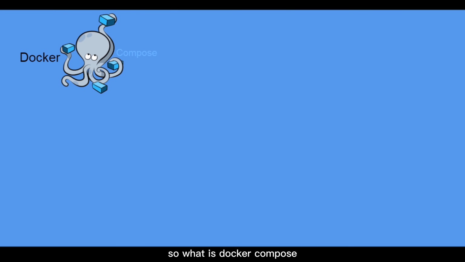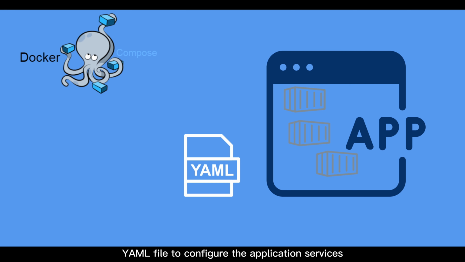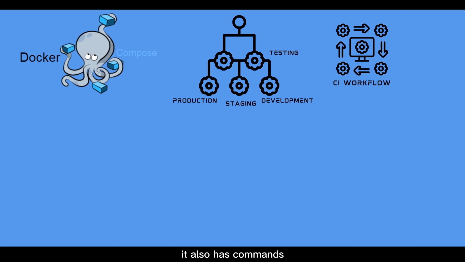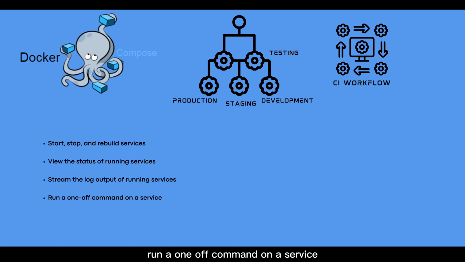So what is Docker Compose? Docker Compose is a tool for defining and running multi-container Docker applications. With Docker Compose, you use a YAML file to configure your application services. Then, with a single command, you create and start all the services from your configuration. Compose works in all environments: production, staging, development, testing, as well as CI workflows. It also has commands for managing the whole lifecycle of your application: start, stop, and rebuild services, view the status of running services, stream the log output of running services, run a one-off command on a service.